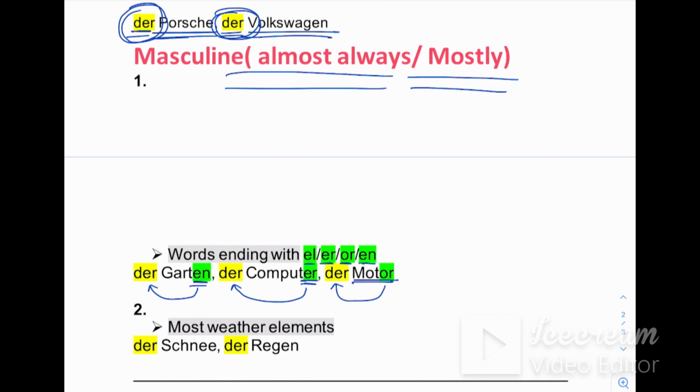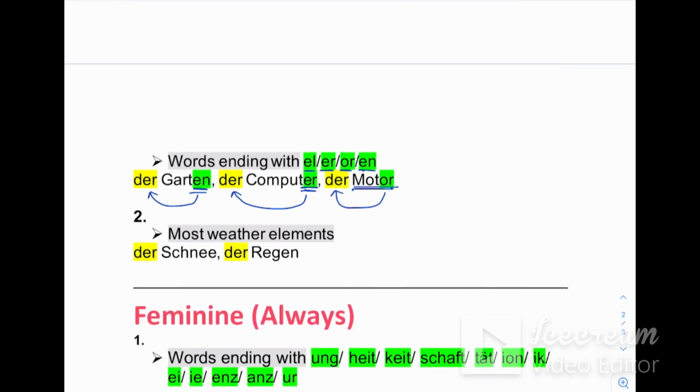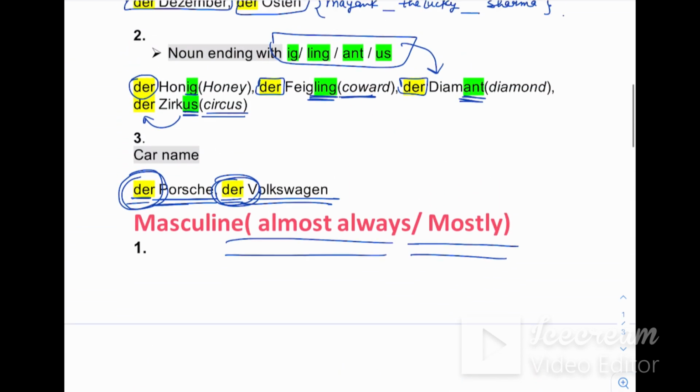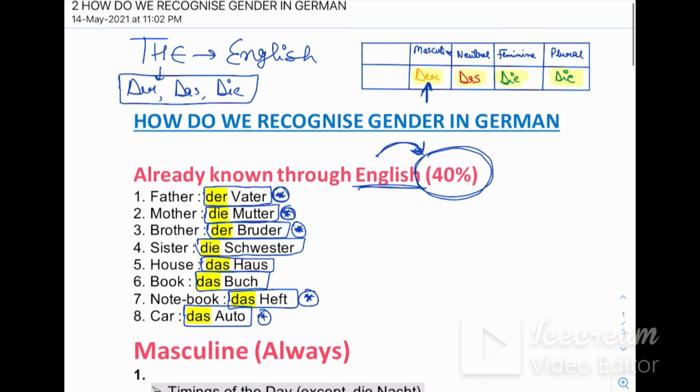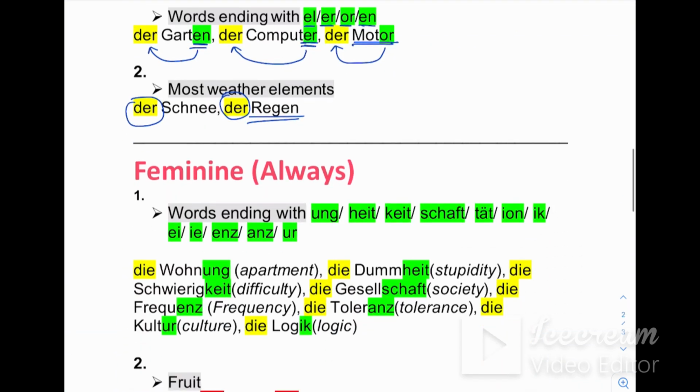Okay, again the second point, most weather elements. Der Schnee, der Regen, whatever the weather elements are, we are going to take them with the masculine article. Okay students, till here it is clear. These all are tips and tricks for masculine, der. Now we are going to talk about the feminine one.